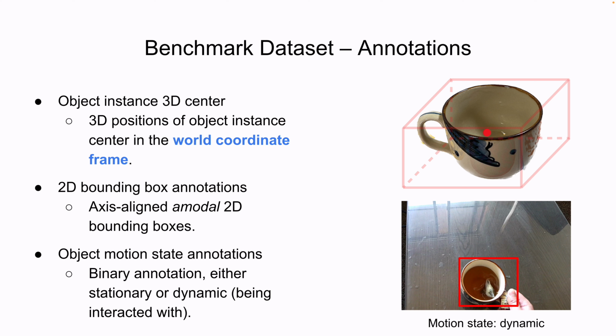The benchmark dataset comes with 3 types of annotations. The first one is the Object Instance 3D Center. This annotation describes the 3D position of the object instance in the world coordinate frame. The second type of annotation is the 2D axis-aligned amodal bounding box. The last type is the Object Motion State annotation. This is a binary annotation, indicating either the object instance is stationary or dynamic. Dynamic state means the object is being interacted with by users in the current frame.